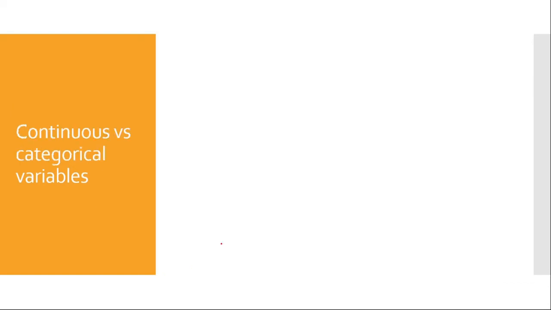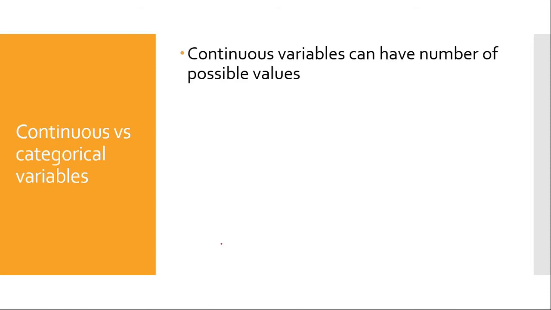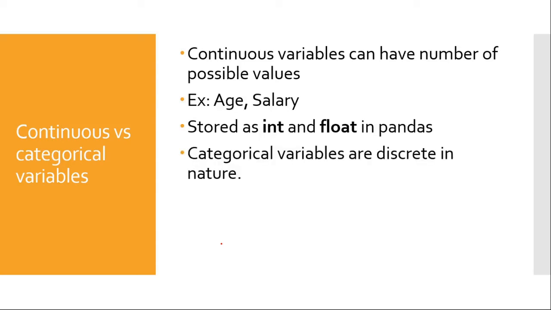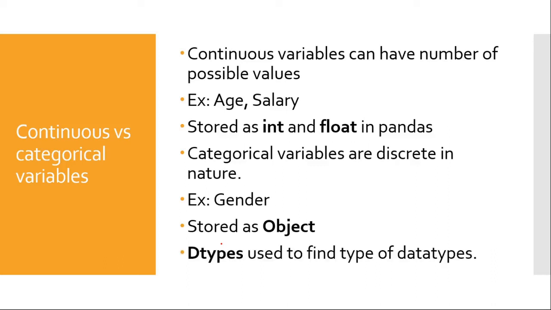Already we have seen in the previous videos about continuous and categorical variables. Let's brush up those things. Continuous variables have an infinite number of possible values, which keeps on growing or extending, like age and salary. These values get stored as either int or float in pandas. And categorical variables are discrete in nature, like zeros and ones. For example, gender, male and female, which is discrete in nature. Categorical variables are stored under the object data type, and these can be viewed using dtypes in pandas.